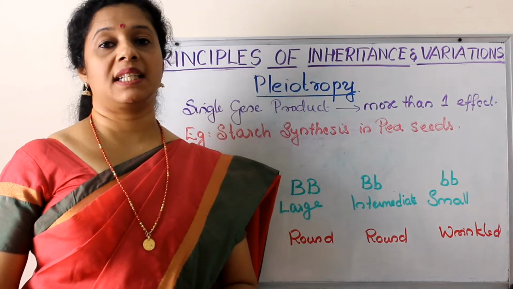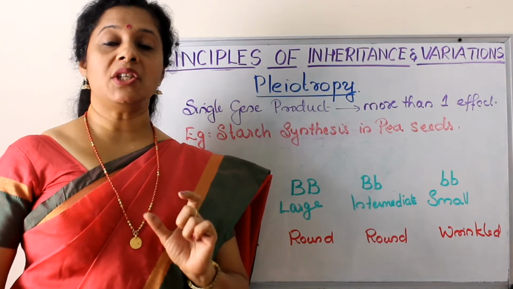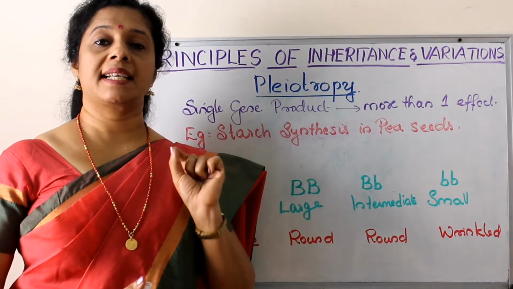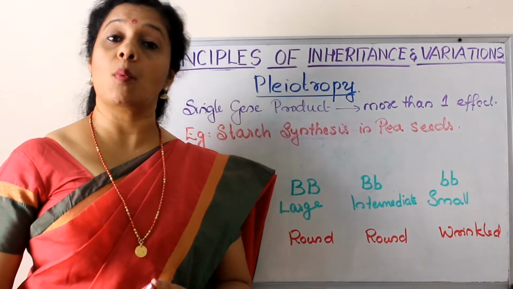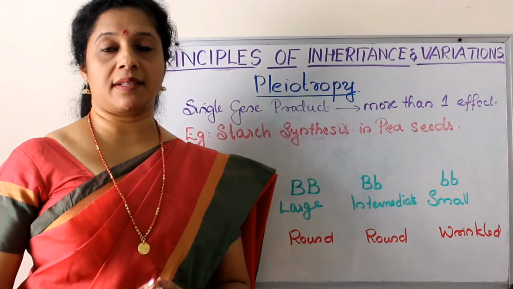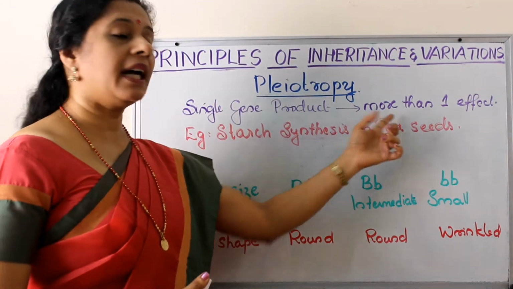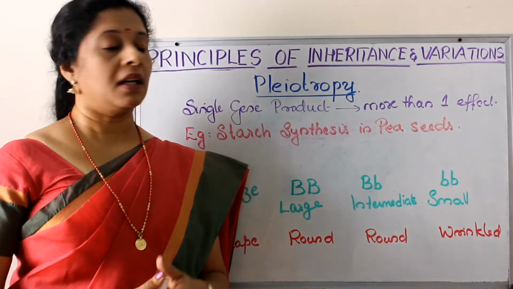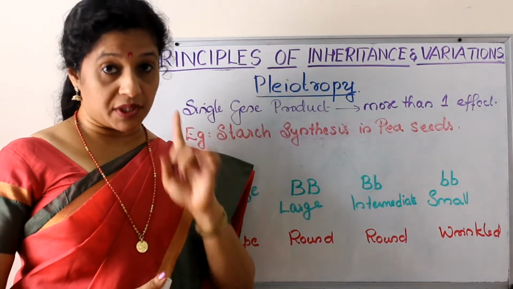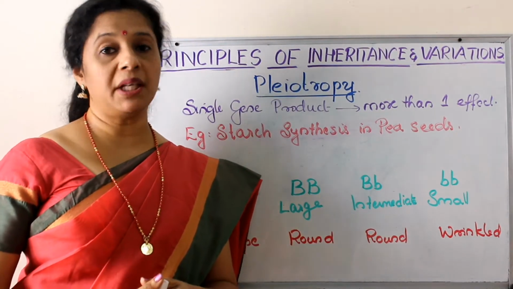So we know that there was a concept, the one gene, one enzyme hypothesis. That is, one gene has information for making only one protein. But there are certain exceptions where one gene product may have more than one effect. That is called pleiotropy. So gene is one, but the effect is more. That is called pleiotropy.